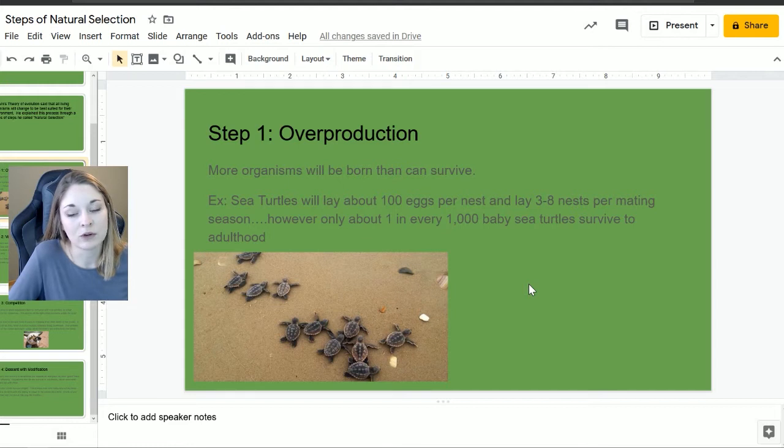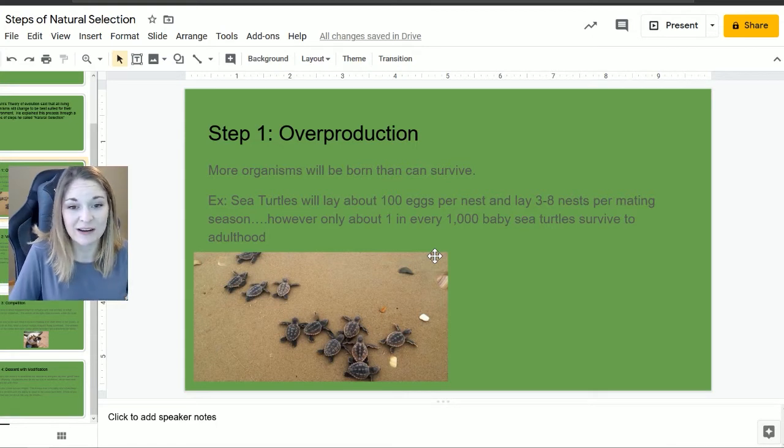So in this example, I gave you guys some baby sea turtles. I said that for about every mama sea turtle, she will lay about 100 eggs per nest, and she'll lay up to 8 nests per mating season. And of all of those eggs that are laid, so that's only 800 per turtle at max, or somewhere in there, only about 1 in every 1,000 would make it to adulthood. And when I say adulthood, I mean the ability to reproduce, so being sexually mature. So really, for every mama sea turtle, even though she has all those hundreds of eggs being laid, the odds are that only one of them will make it to be an adult turtle. But that's what overproduction is.